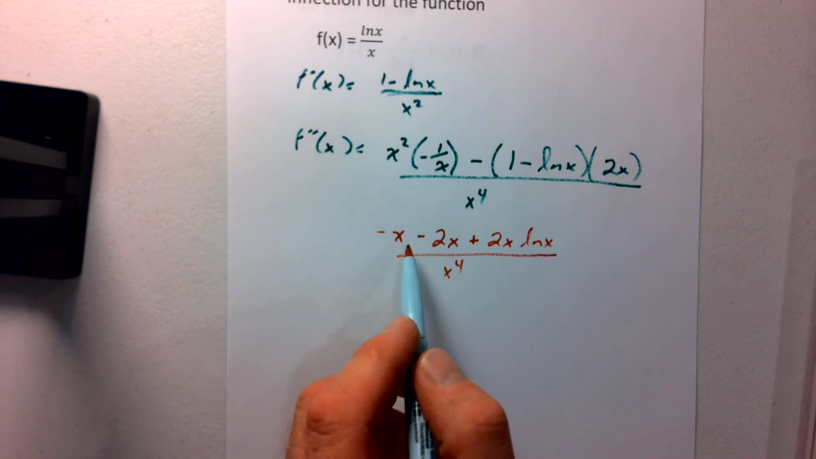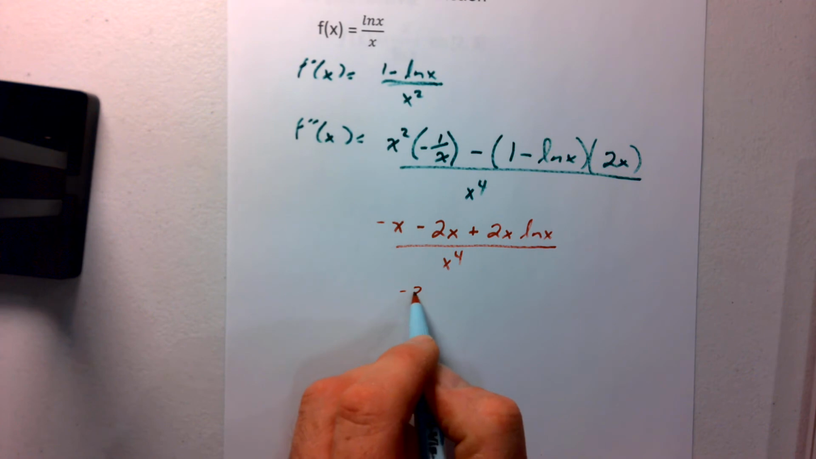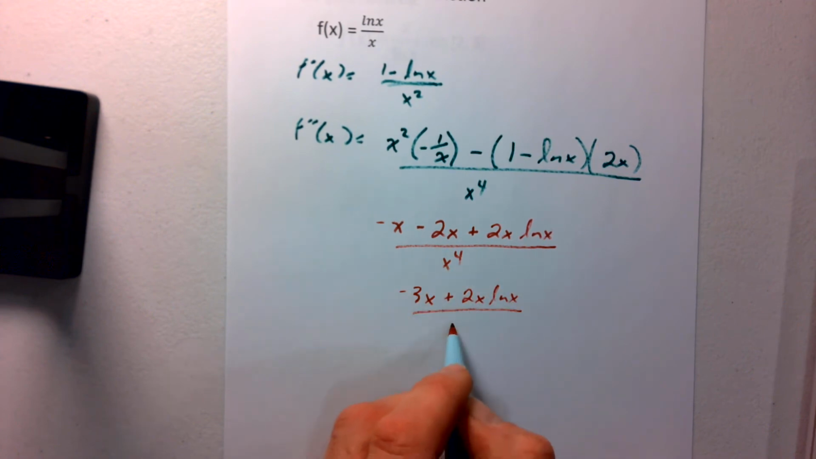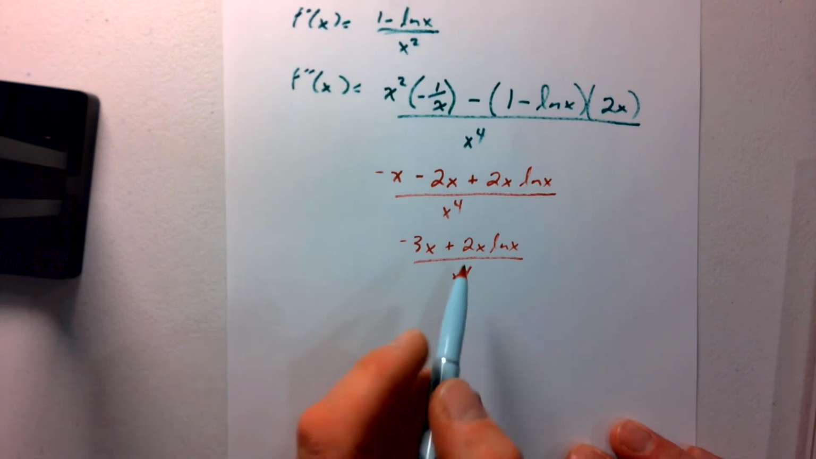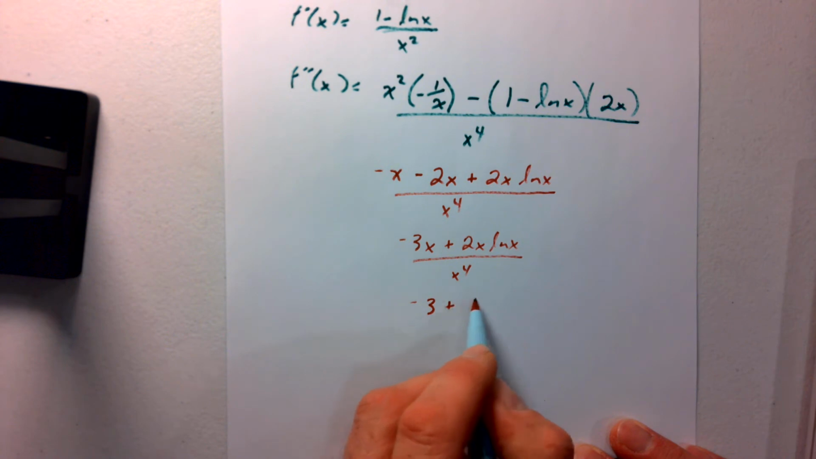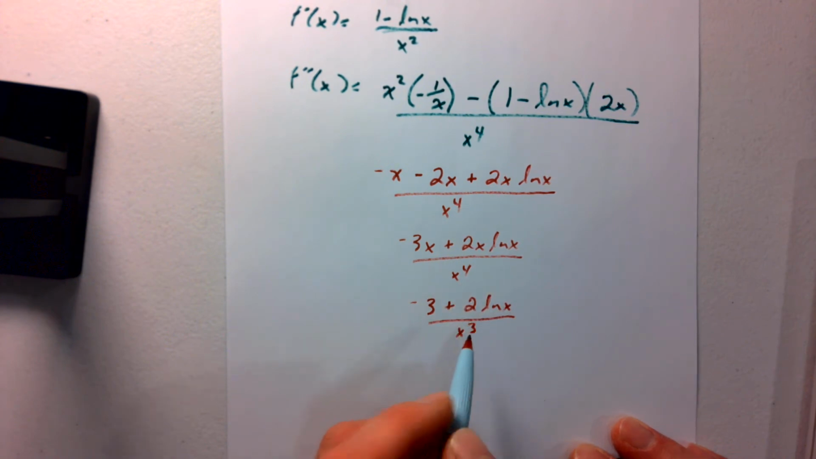I can go ahead and clean this up as well. So negative x minus 2x gives us a negative 3x, plus 2x natural log of x over x to the 4th. I can factor out an x out of each of my terms, so I get negative 3 plus 2 natural log of x over x to the 3rd.